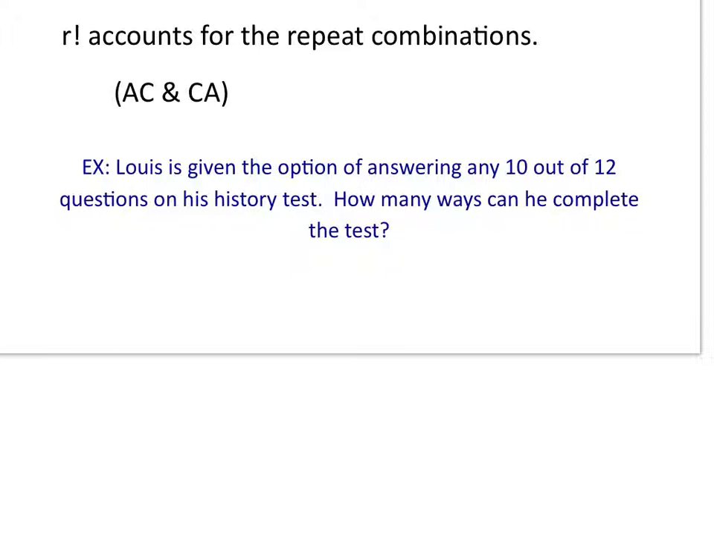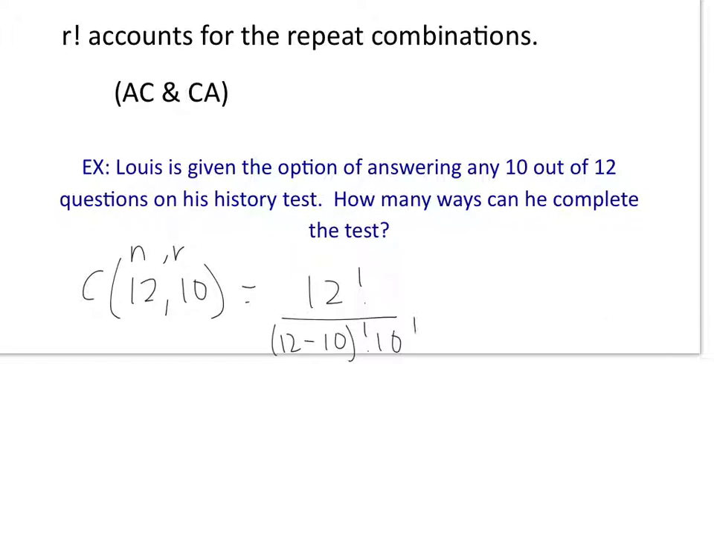Louis is given the option of answering any 10 out of 12 questions on his history test. How many ways can he complete this test? So this is a combination here of 12, choose 10, and usually the bigger number is always written first. So here you have 12 questions and 10 to choose from, where 12 is n, r would be 10. So that's equal to 12 factorial over 12 minus 10 factorial, 10 factorial.